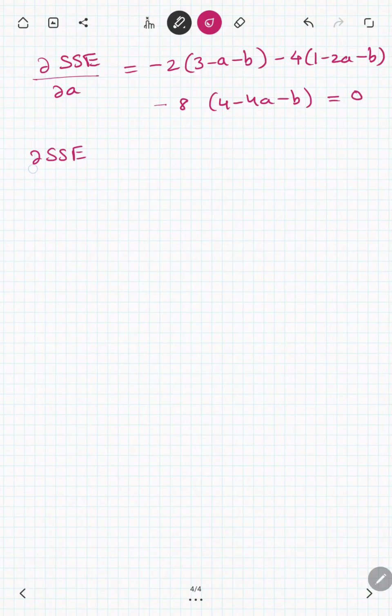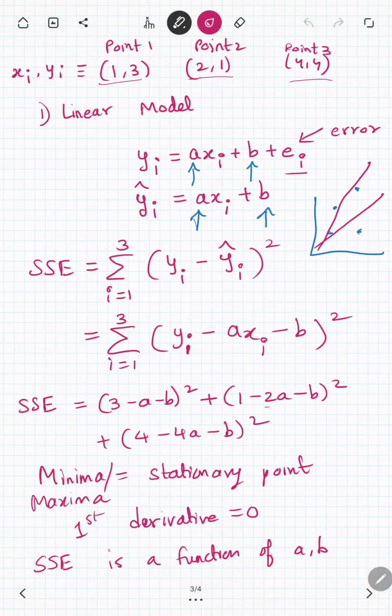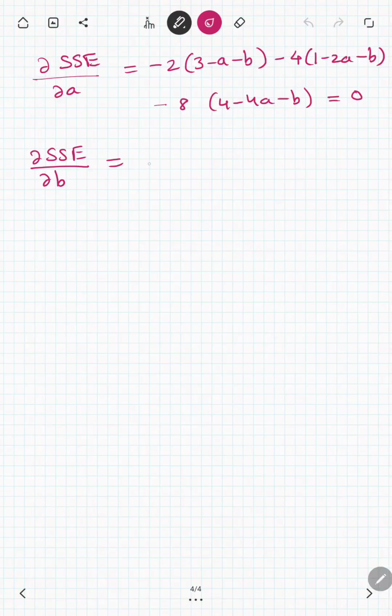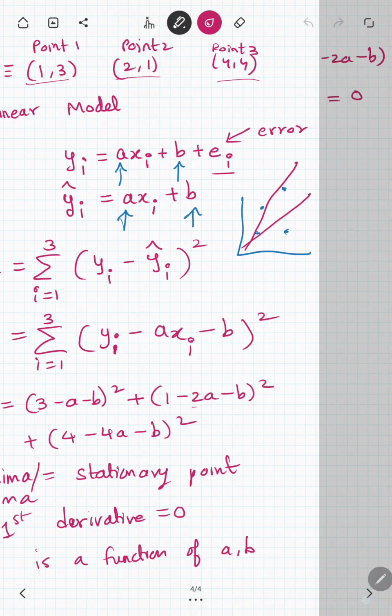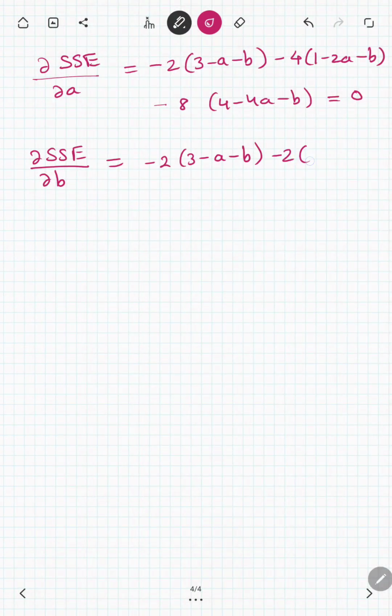Similarly, you find the partial derivative of the error with respect to b. Now when b is considered as a variable, 3 and a are all constants. So again it will be −2(3 − a − b) over here. For the second term, again 2 will come outside because it is the square of something, chain rule, and now the coefficient of b is −1. So it will be −2(1 − 2a − b).